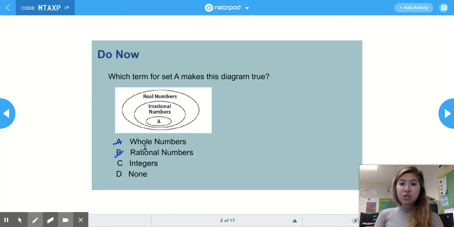Integers are a type of rational number, which is not an irrational number. So the correct answer is D, none.